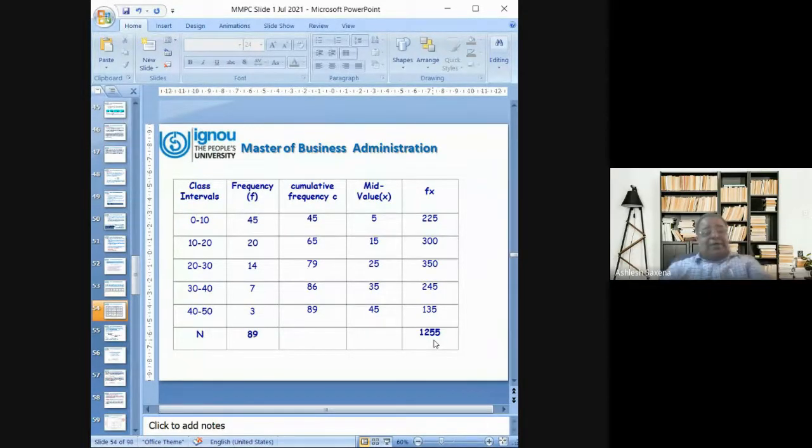For the rest, the answer will be visible in a second. I'm just asking you to calculate. I will just see to it whether you have calculated correctly or not. In my next slide, the solution is there. Now, I hope the mean is correct.